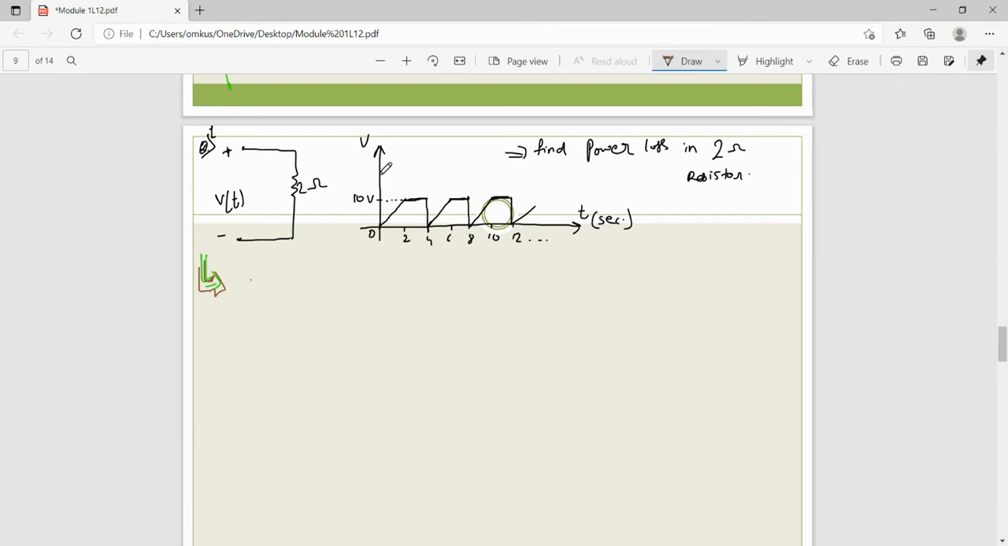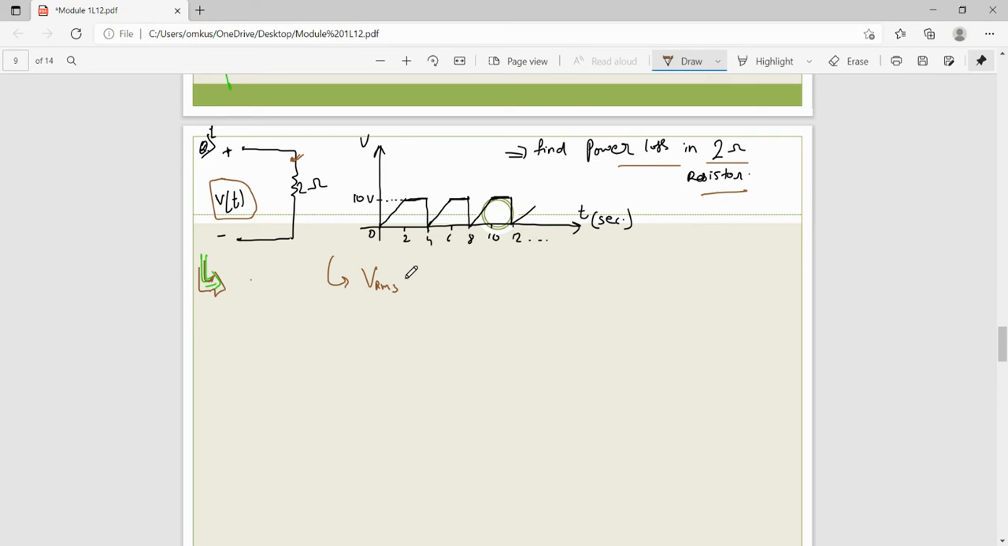Now see how to proceed. Here, this waveform is given to you. You need to find the power loss in the 2 ohm resistance, right? So for finding the power loss, you need to find the current or the voltage. The voltage is given to you in the form of this particular waveform. This is not a symmetrical waveform or a pure DC waveform, so here you need to find the RMS value, right? So you need to find VRMS here.